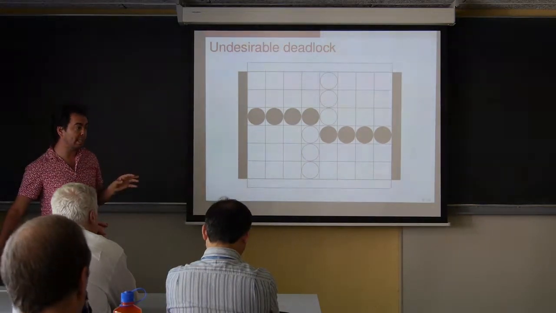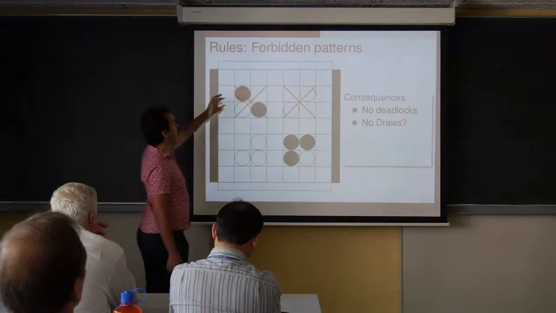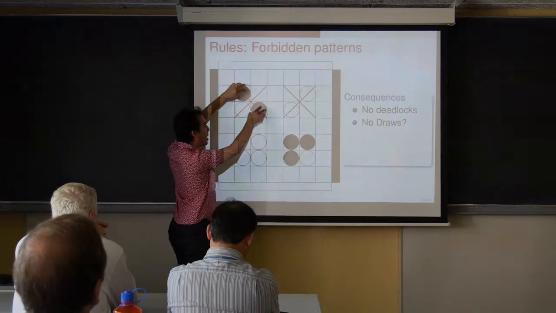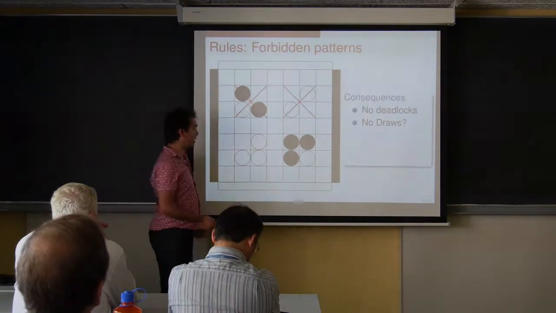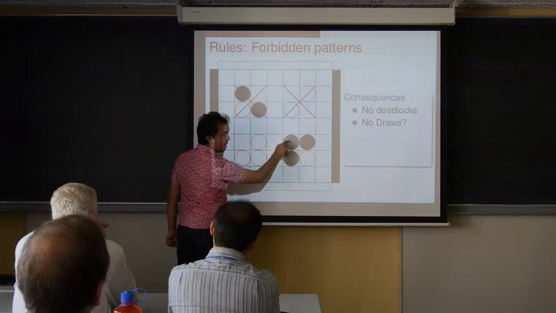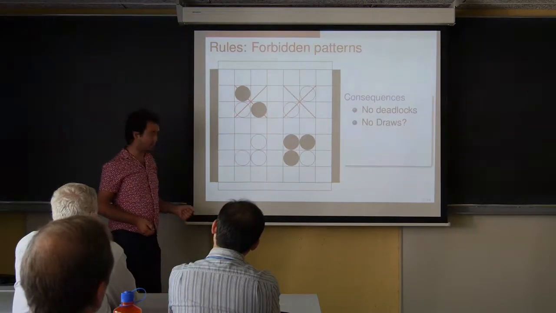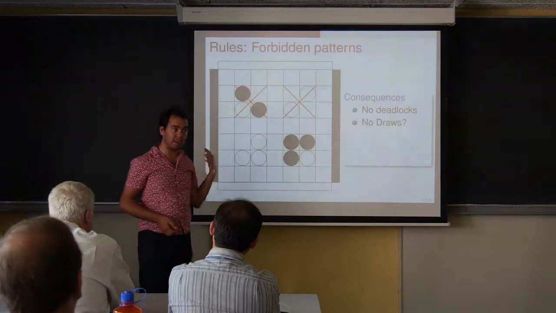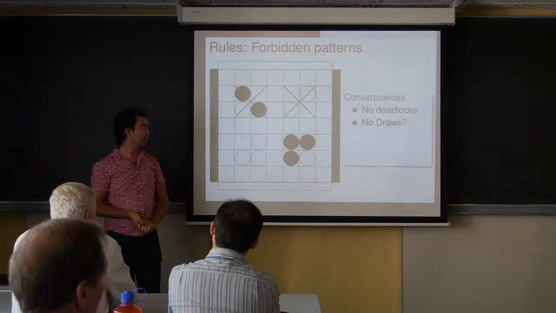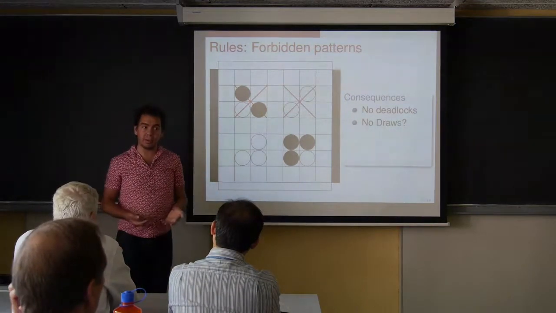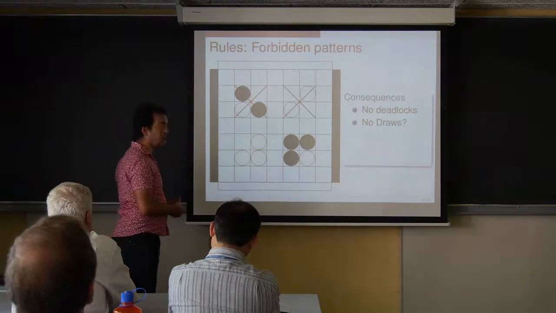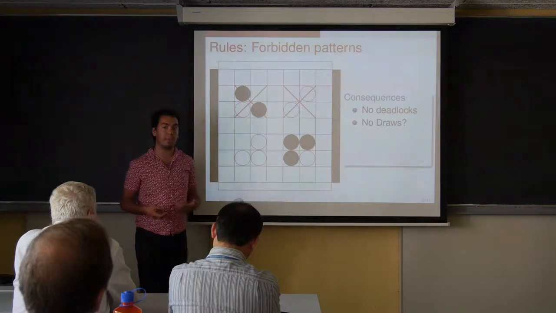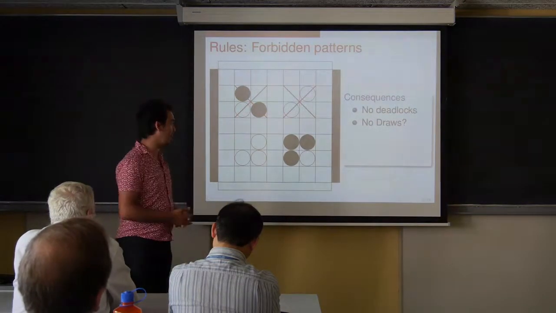So to avoid this, Corey Clark said these patterns are not allowed. You cannot put 2 stones on a diagonal unless they are connected directly by another stone. That avoids the deadlocks that we had on the previous slides, and so we shouldn't get any draws from those types of deadlocks. The goal of Corey Clark was to avoid draws in the game. He thought that the game would be more elegant if there weren't any draws.